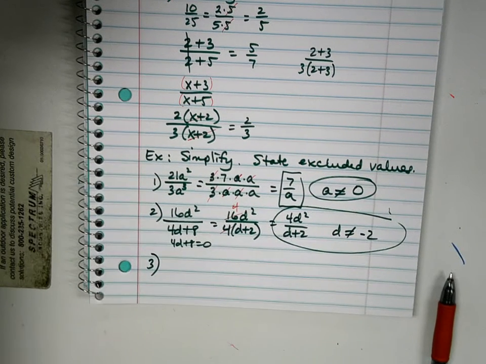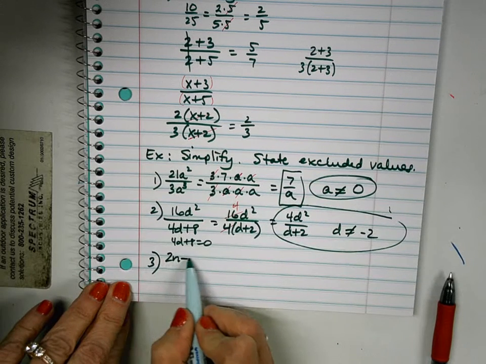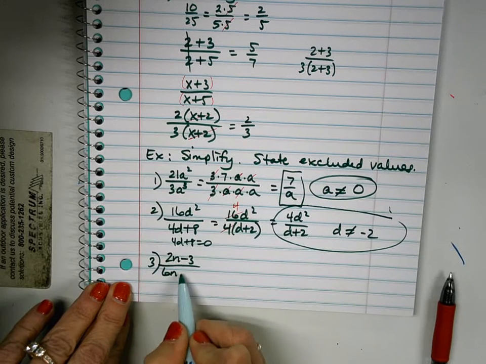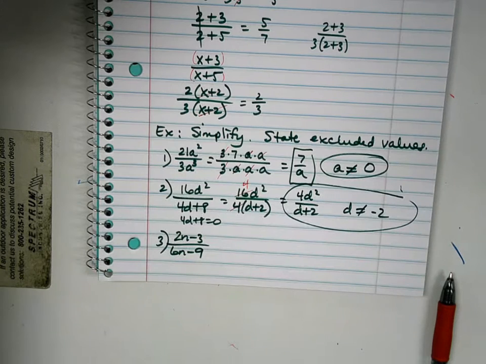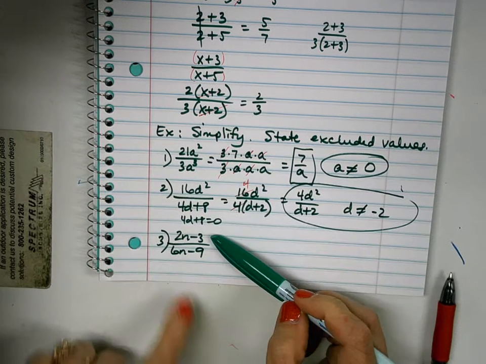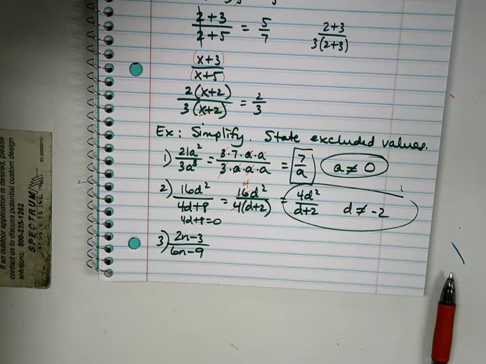All right, number 3. 2n minus 3 over 6n minus 9. Can I cancel the n's there and the 2 and the 6? No. Okay, because this 2n and this minus 3 are tied together. Got to cancel the whole thing, and I can't do that.